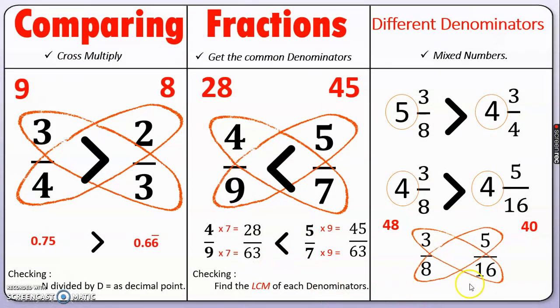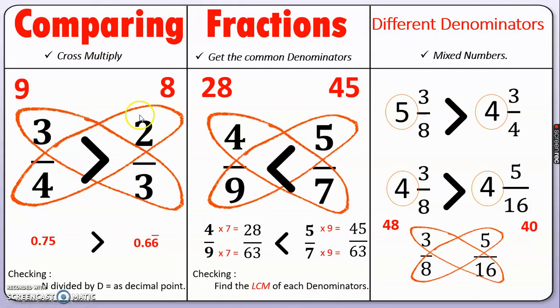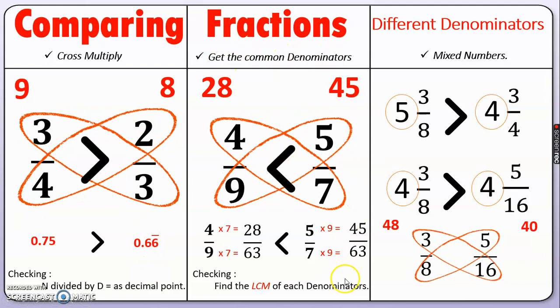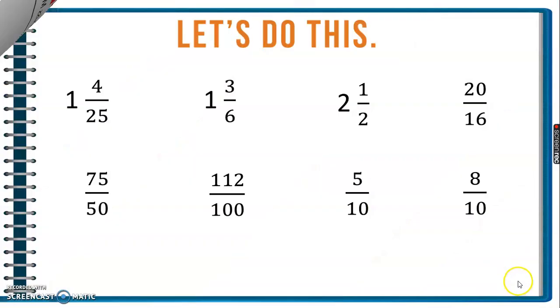Kids, do you understand now? Again, I repeat, this is cross multiplying. Get the common denominators in mixed numbers. Next, let's do this. We have 4 examples: this one, this, and this. So we compare using greater than, less than, or equal to. So we have mixed numbers with a common whole number.